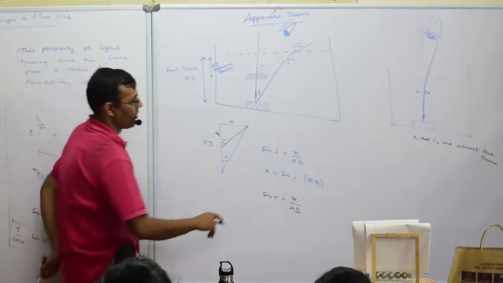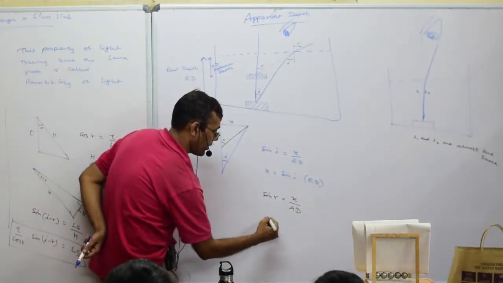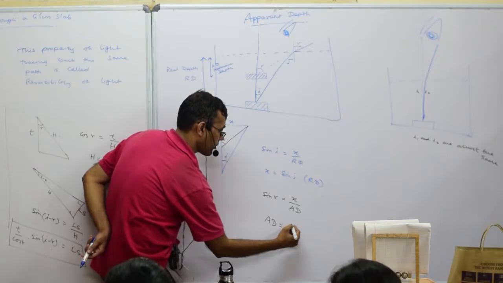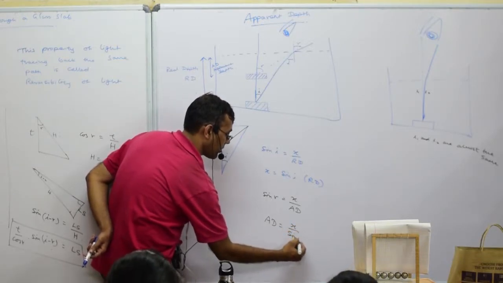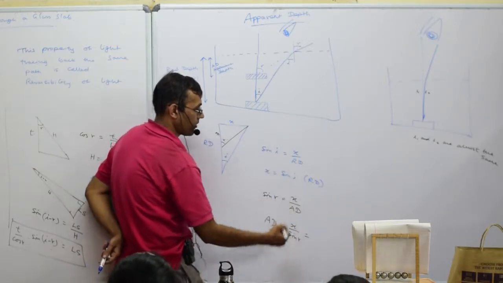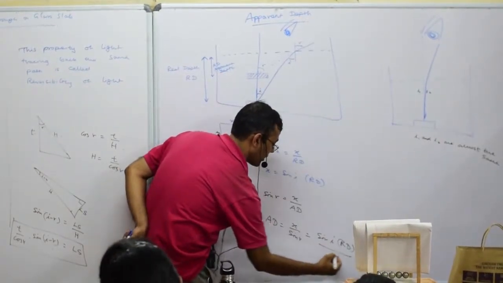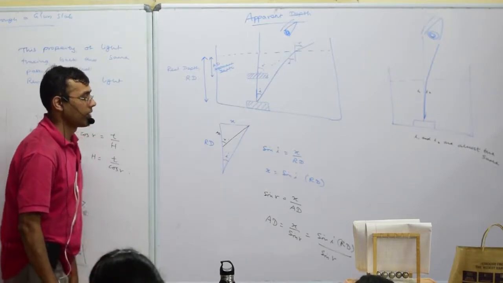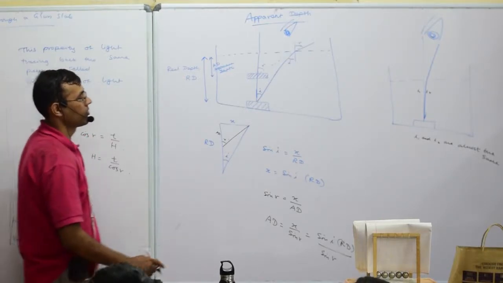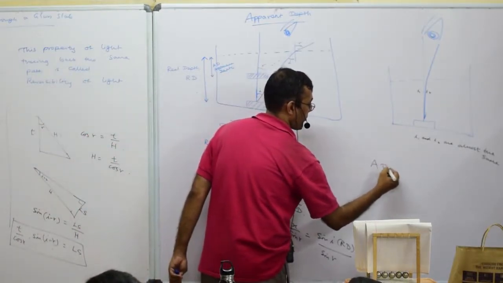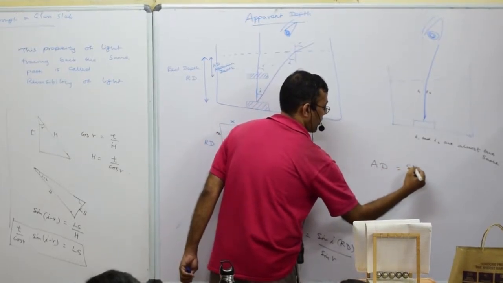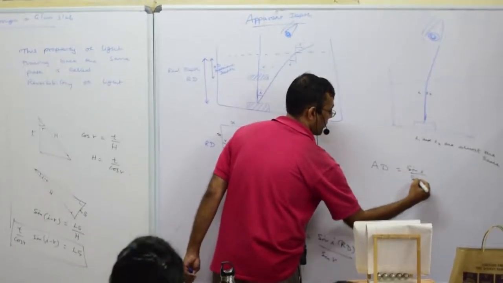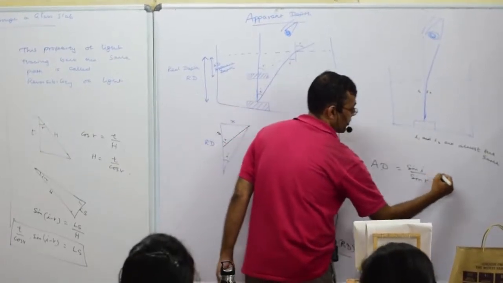Similarly, I want AD, so AD comes on this side, x by sin R. What is x? Sin I divided by sin R, right? So that means apparent depth is equal to sin I by sin R into real depth.